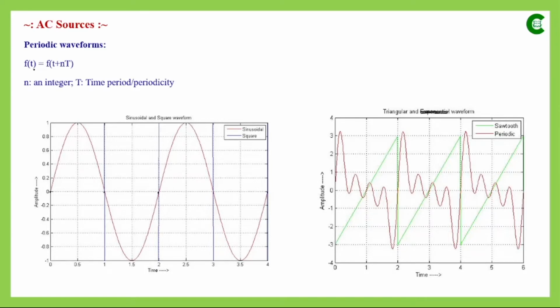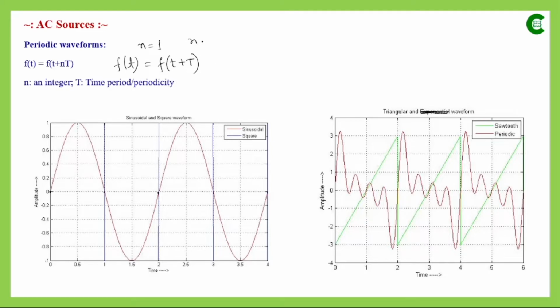If we express a periodic waveform mathematically, with f of t as a function of time, then f of t equals f of t plus nT, where n is an integer and T is the time period or periodicity. After capital T, or multiples of capital T, the waveform will repeat by itself. If n is equal to 1, then f of t will be f of t plus T. So after T seconds, or T units of time, the signal will repeat its nature.